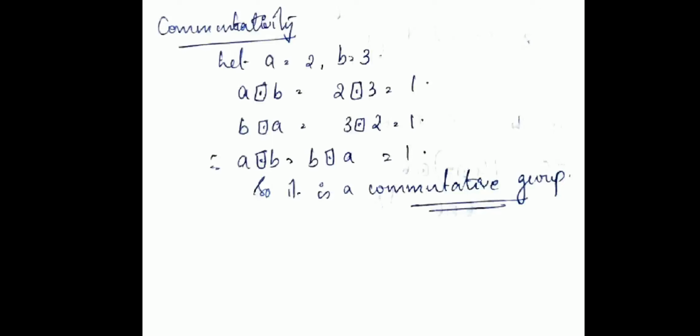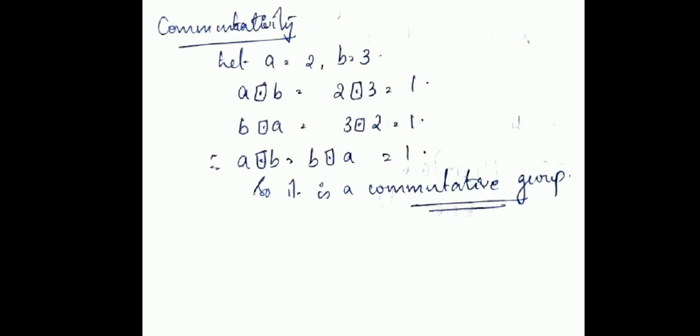Next we can check whether this set of elements satisfies the commutativity property. For that we can take A equal to 2, B equal to 3, because both 2 and 3 are included in that set of elements. We can see what A operated on B and B operated on A are. If they are equal, then we can say that it is a commutative group. First, A operated on B is the remainder of 2 into 3 by 5, so that is 1, and B operated on A is the remainder of 3 into 2 by 5, that is also 1: 3 into 2 is 6, by 5 the remainder is 1. So A operated on B is equal to B operated on A. So we can say that it is a commutative group.